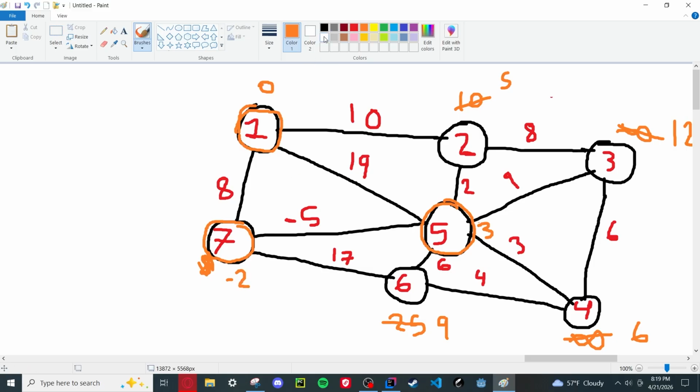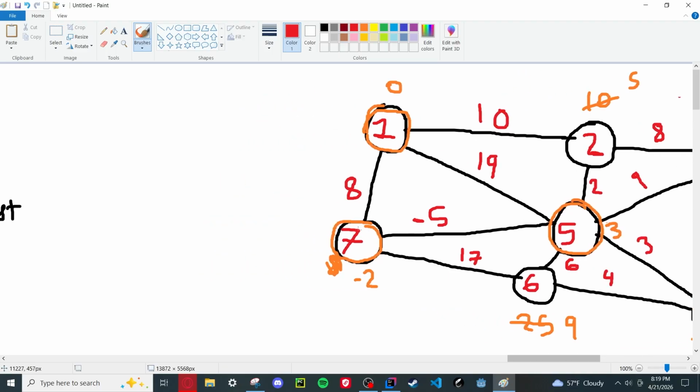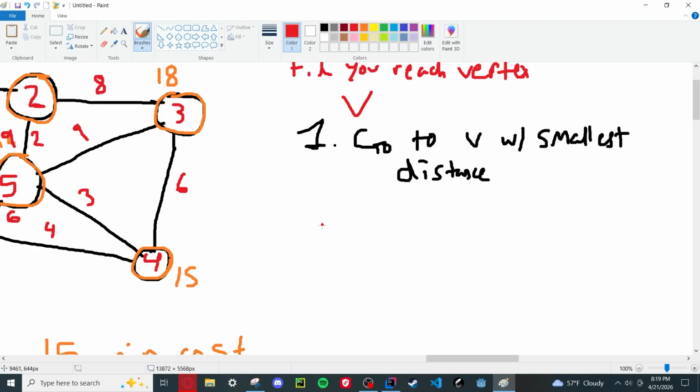But Dijkstra's algorithm, as he defined it, states that you cannot go back to nodes that you finalized. Dijkstra's algorithm cannot handle negatives.